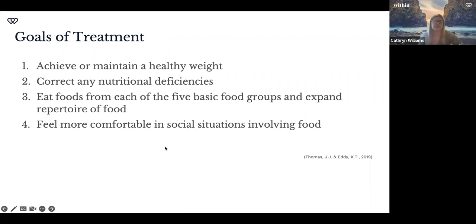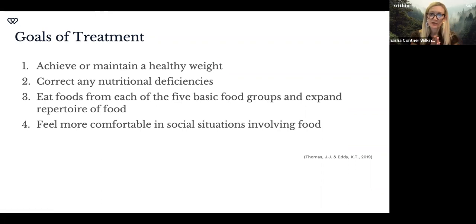So just some goals for treatment here: achieve and maintain healthy weight, correct those nutrient deficiencies like we had talked about that we're seeing in the assessment, eat foods from the basic food groups, which we can go into a little bit more when it comes to how we include those exposures, and feel more comfortable when it comes to situations involving food. And to date, there are no well-established treatments for ARFID.